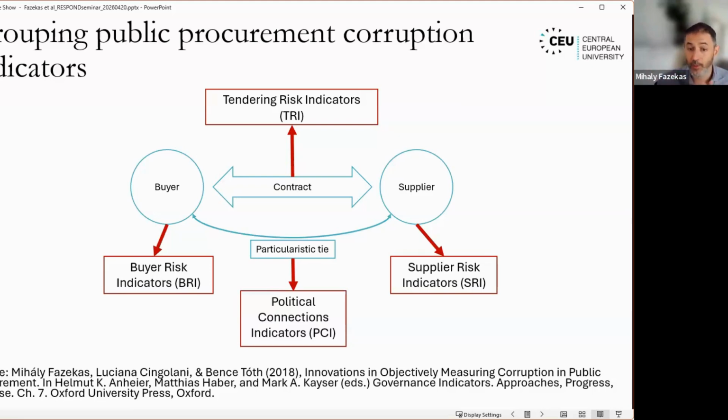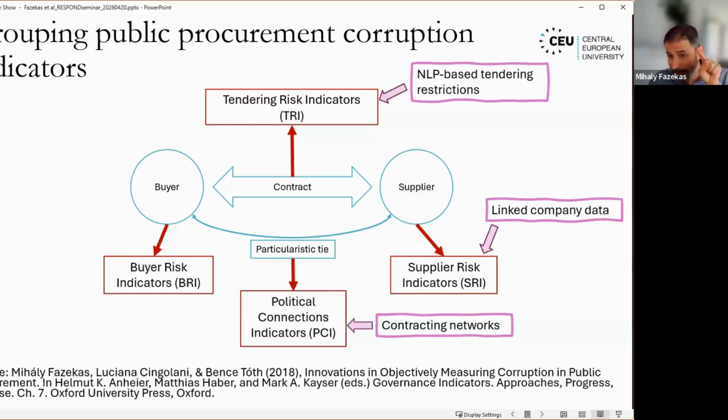And finally, we have the political connections, particularistic connections indicators, which have been predominantly a 0-1. Has this company had any owner or manager with a political office or a link to a political office holder or not, right? And that sort of has been dominating the literature. And this is something which is unfolding, growing, and we have different kinds of connections, different kinds of networks.